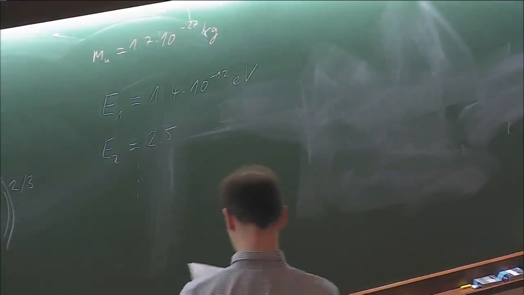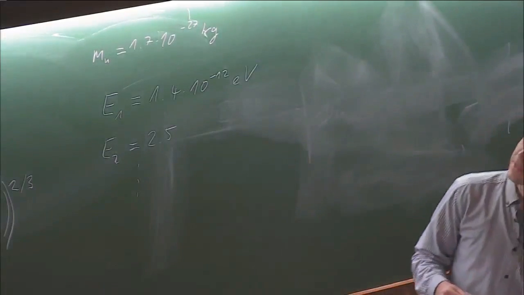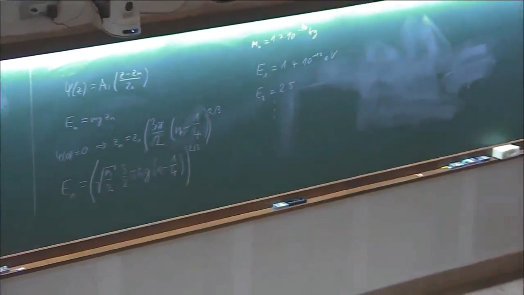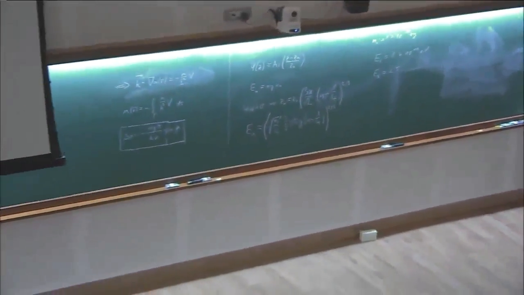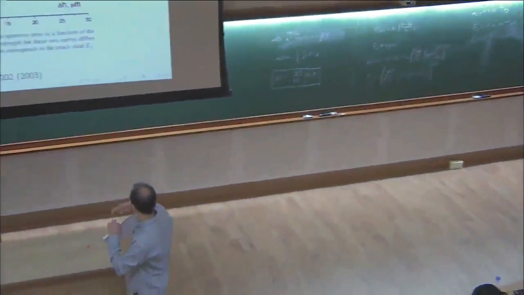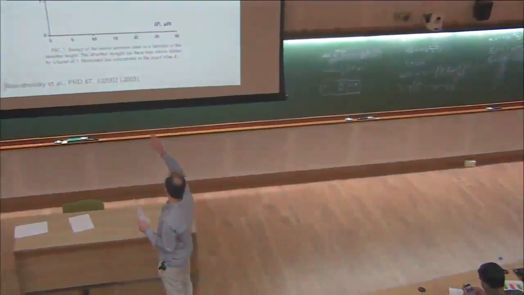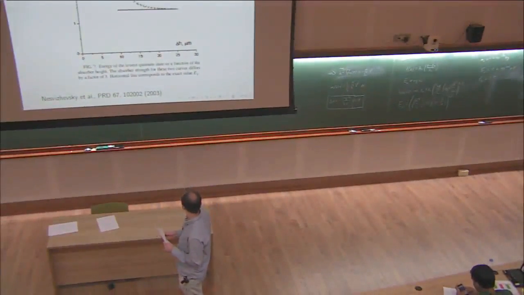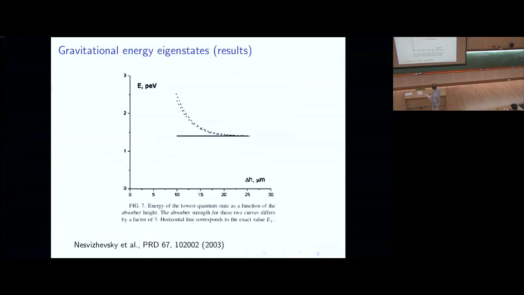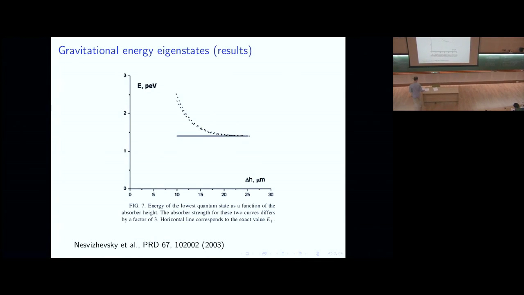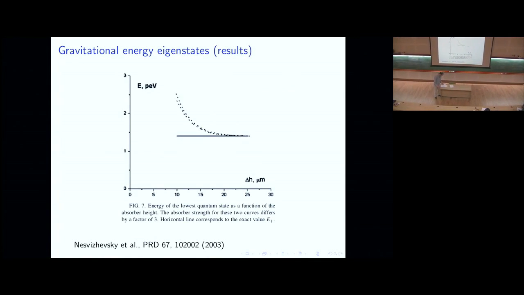I have another picture of that. So that's their result, right? The line there basically shows this energy value, so it shows how, depending on this absorber height, this curve approaches this energy eigenstate at exactly these values.